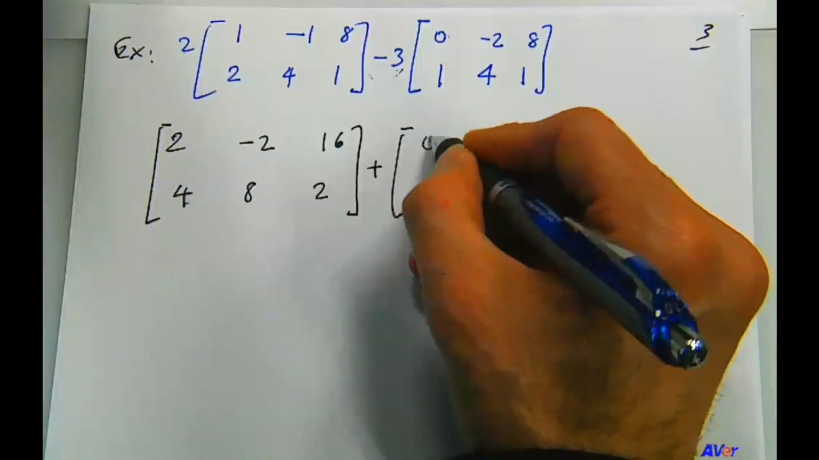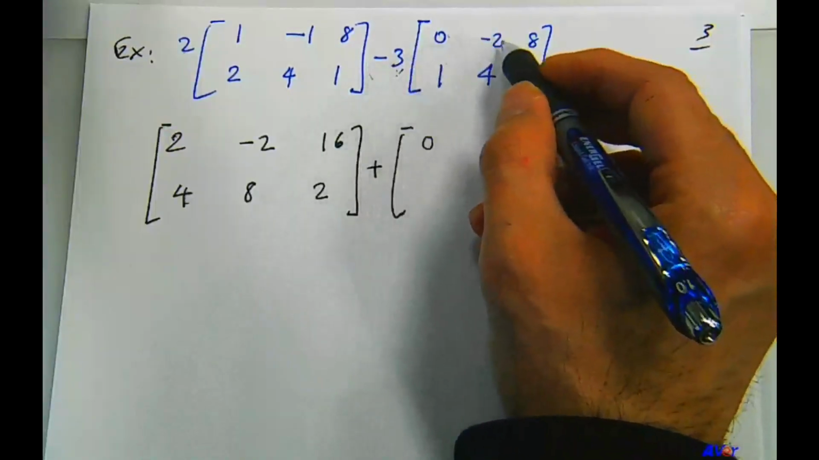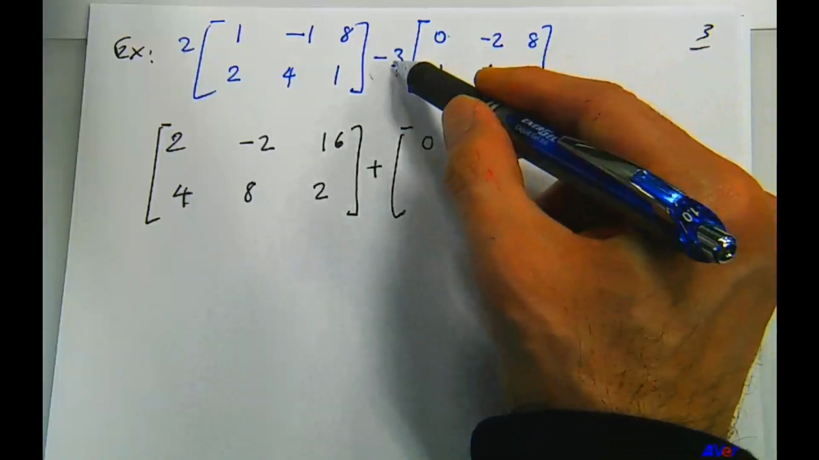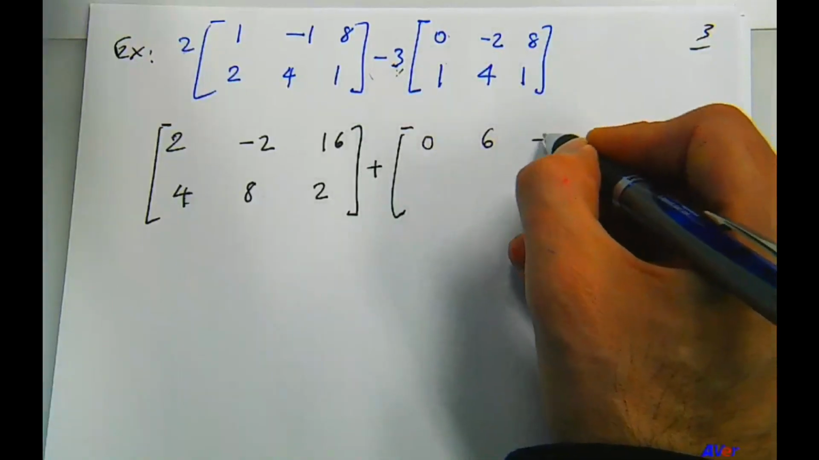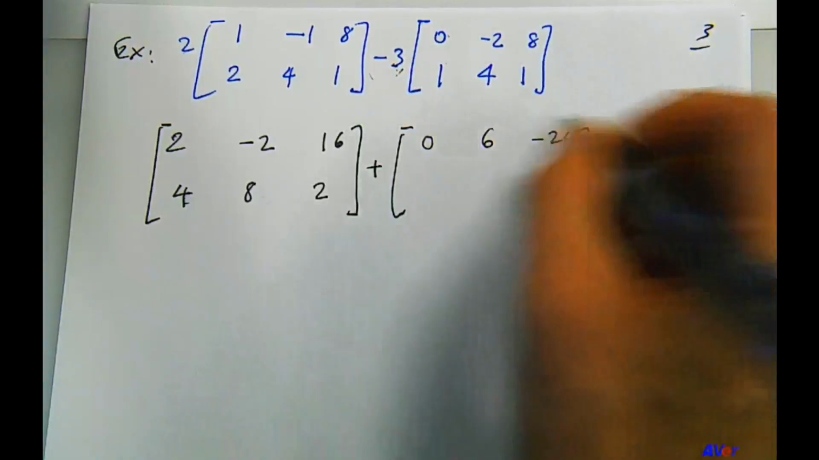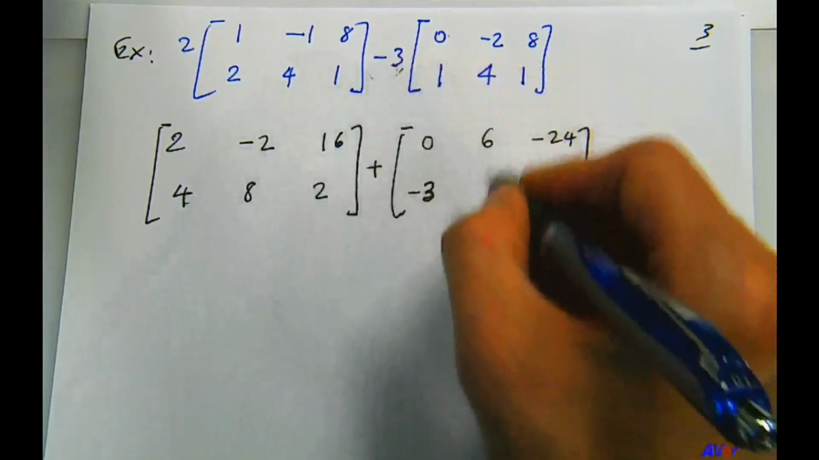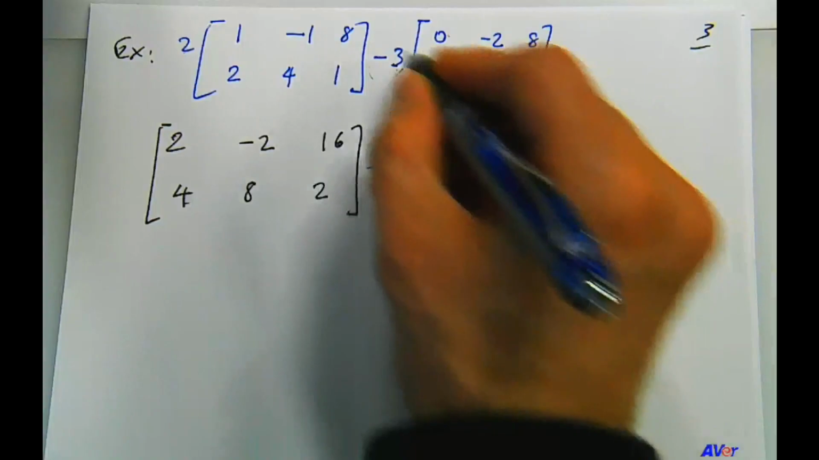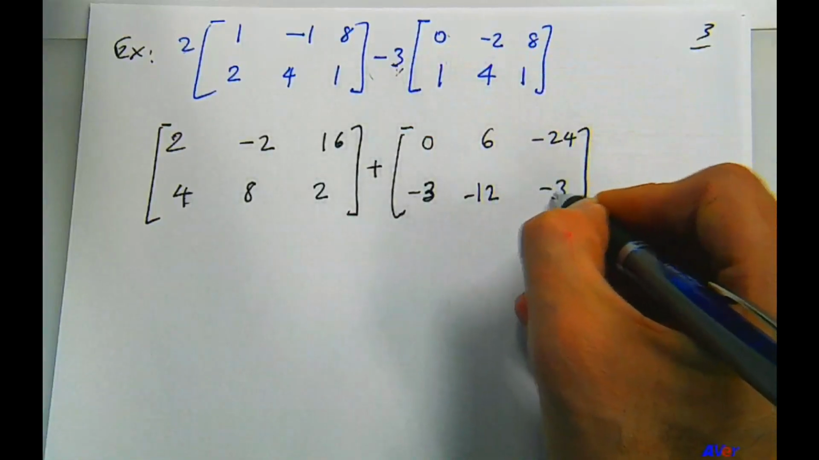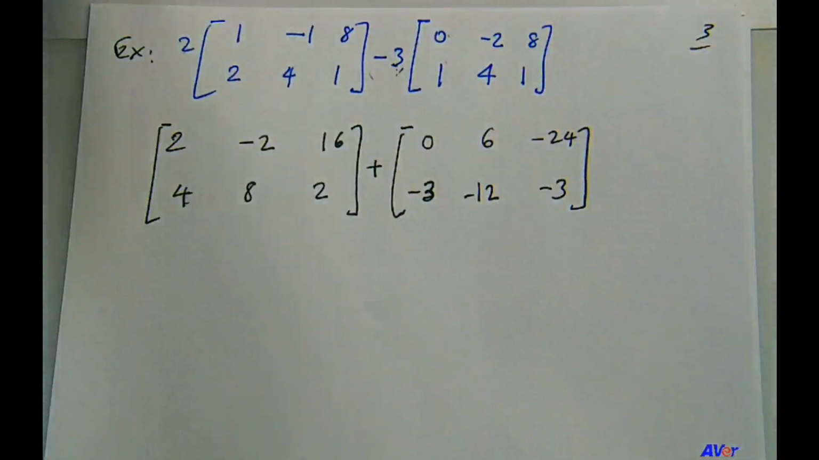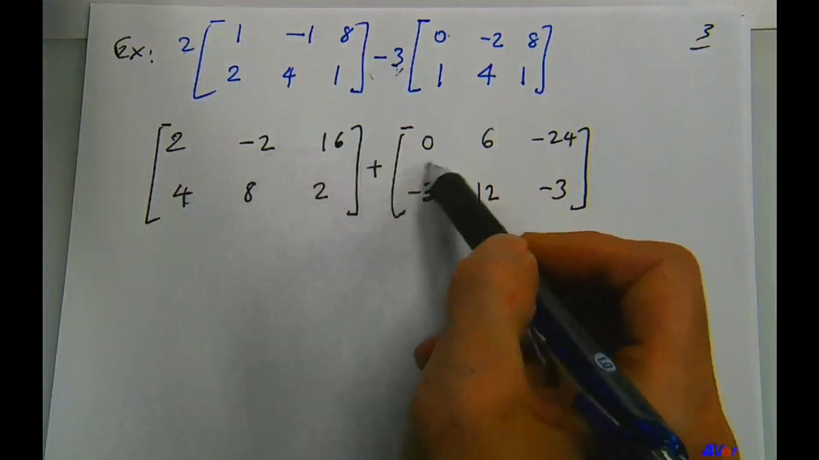Negative 3 times 0 is 0. Negative 3 times negative 2 is positive 6. Negative 3 times 8 is negative 24. Negative 3 times 1 is negative 3. Negative 3 times 4 is negative 12. Negative 3 times 1 is negative 3. Okay, so now we can add the matrices.